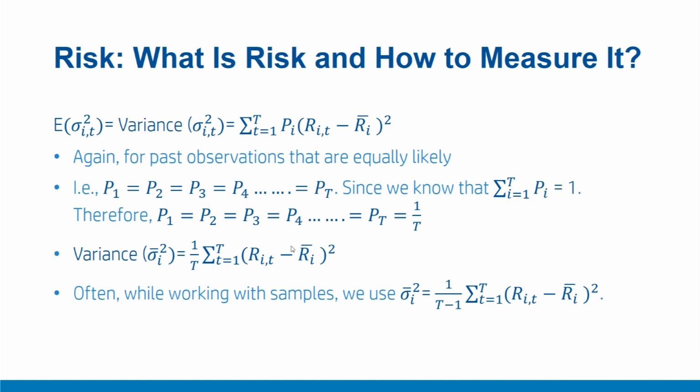Often while working with samples, instead of using 1 upon T, we tend to use 1 upon T minus 1. However, a detailed exposition of this formula is not needed here. The idea here is that when the variance is computed for a sample of observed returns, a more efficient and unbiased measure is provided when 1 upon T minus 1 is used. The only change here is that instead of T, we are dividing by T minus 1. This accounts for the loss of 1 degree of freedom because we are working with samples.